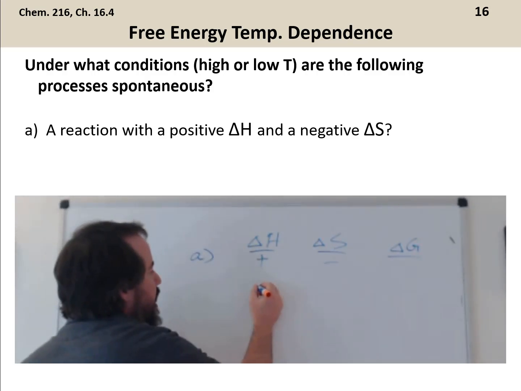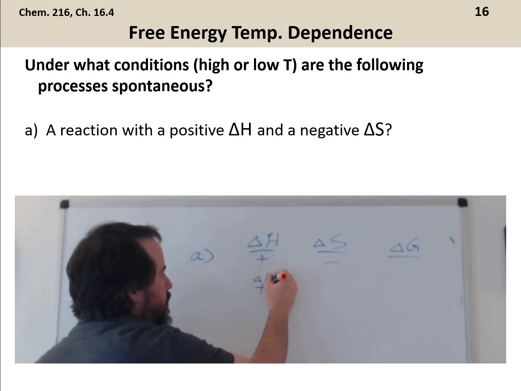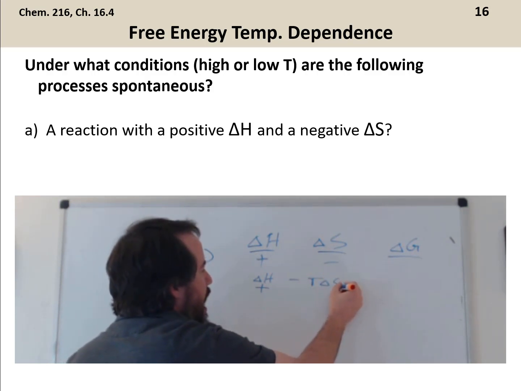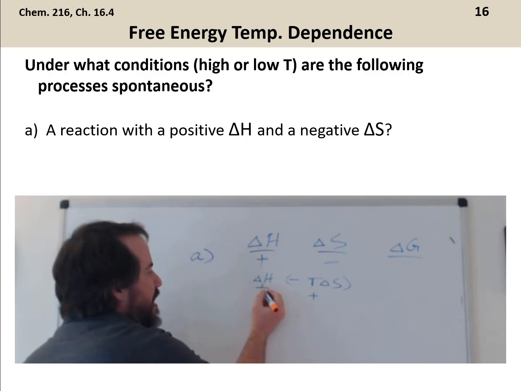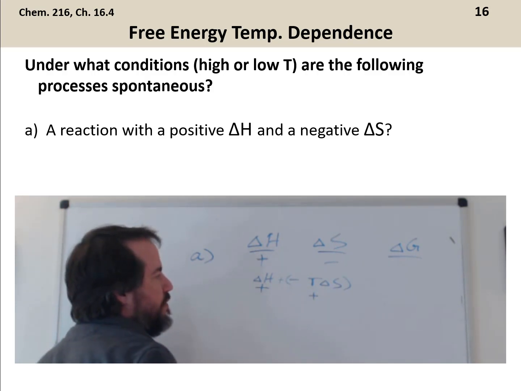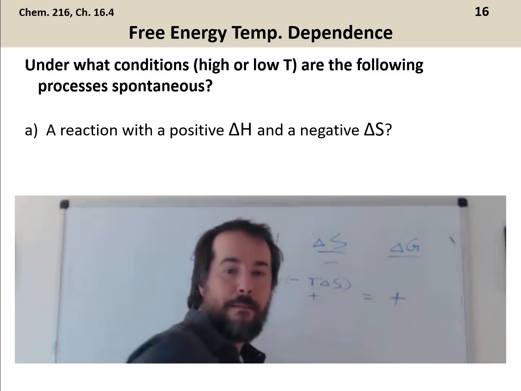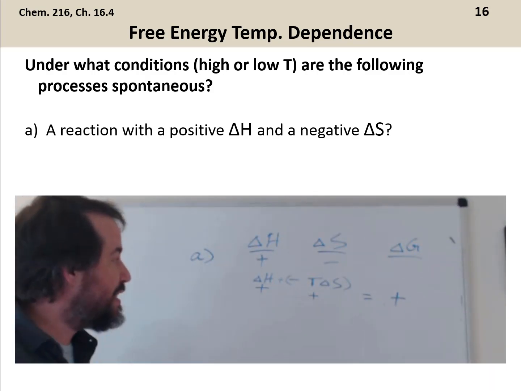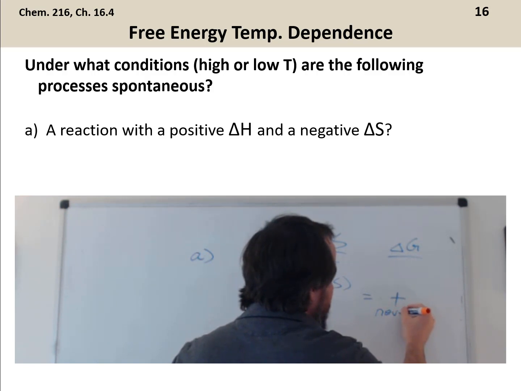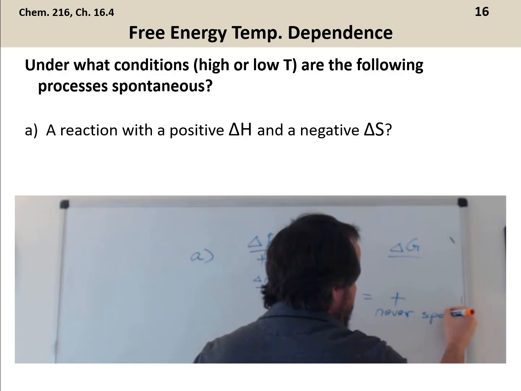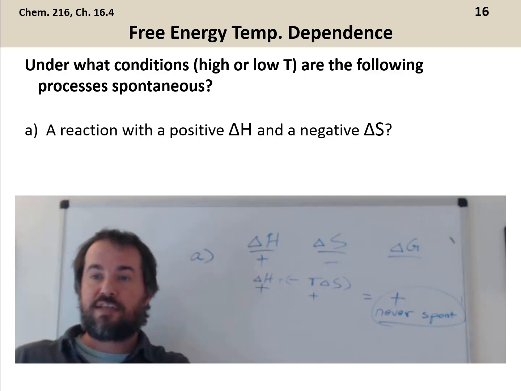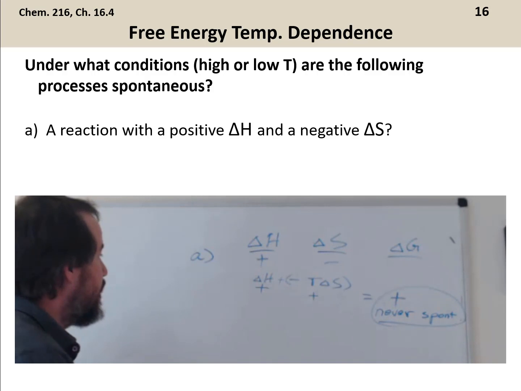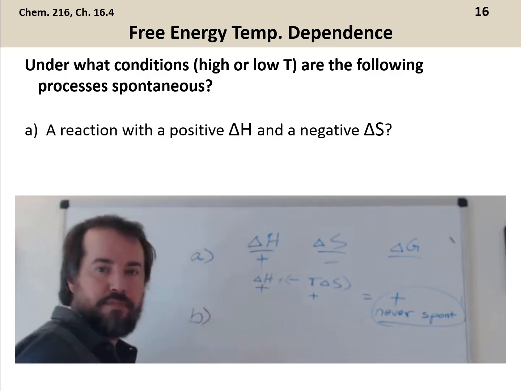So if I have a positive delta H and then minus T delta S, this is going to get me something that's positive. So I have a positive plus a positive, so that's going to get me something that's positive. That means it will never be spontaneous. No matter what the temperature is, this process will never be spontaneous. It'll never just occur. Okay, let's go on to B.